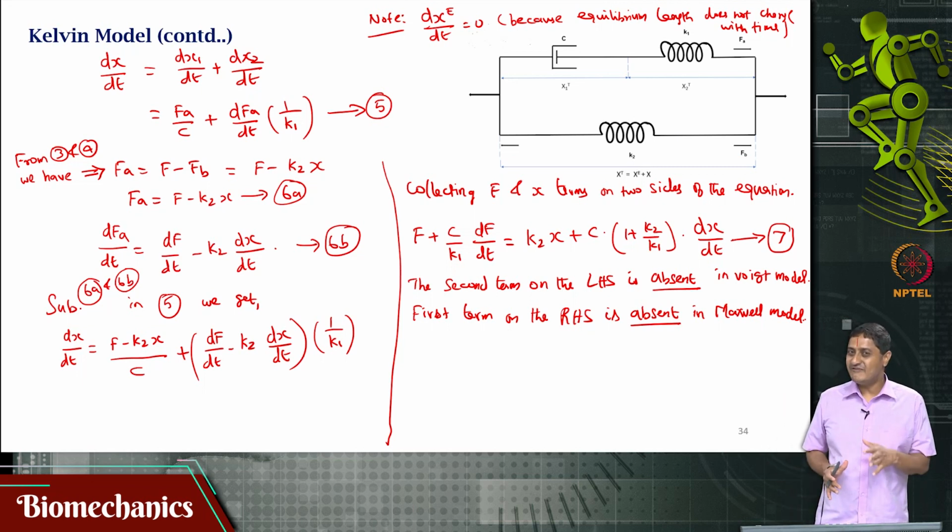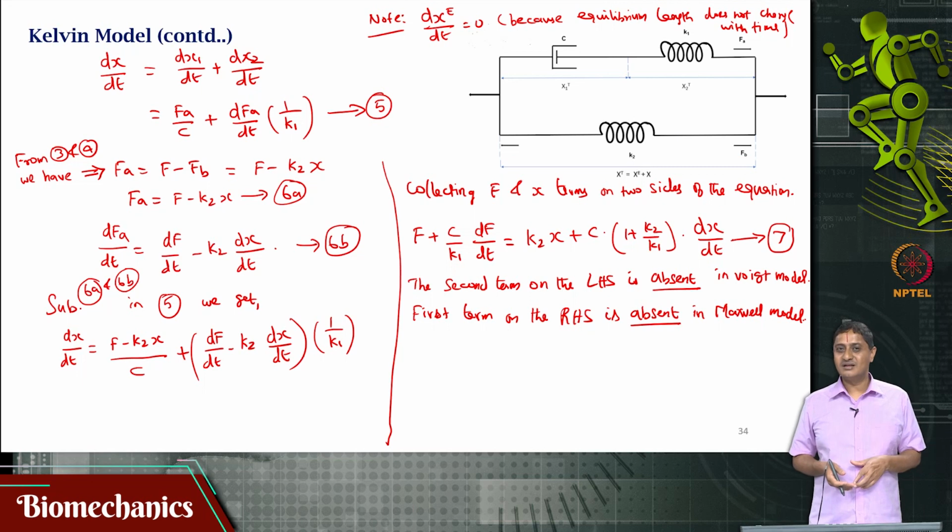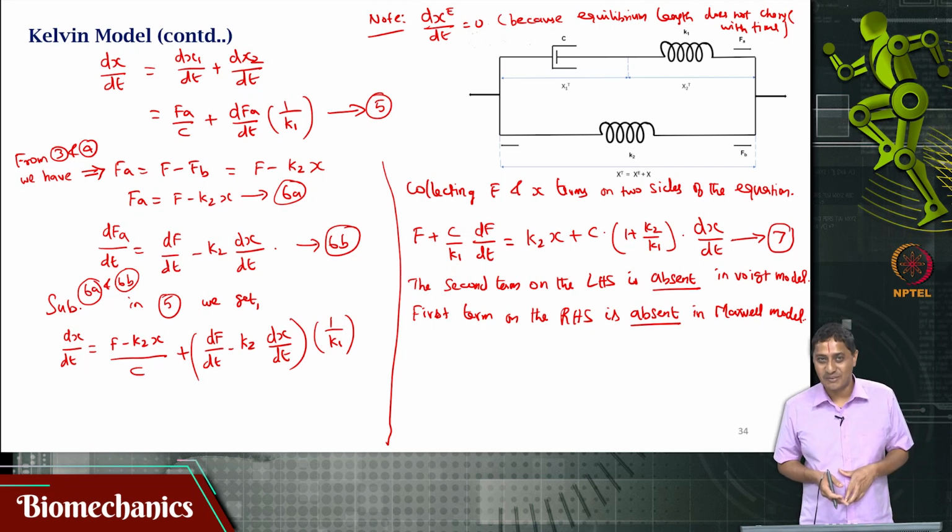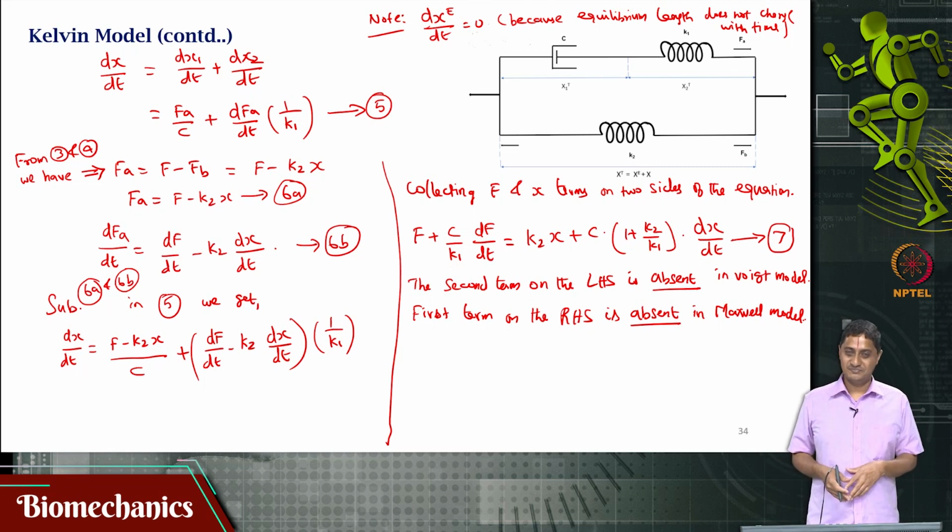It seems vaguely familiar to the Voigt model and the Maxwell model, but it is not the same. There is some similarity, but it is not the same. Okay. What is absent? The second term on the left hand side is absent in the Voigt model, the first term on the right hand side is absent in the Maxwell model. Okay. That is the similarity.